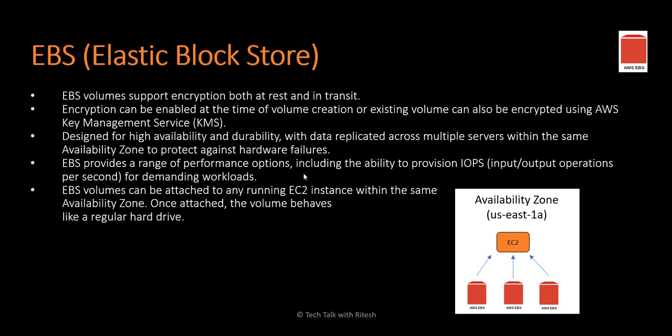EBS provides a range of performance options, including the ability to provision IOPS, input output operations per second, for demanding workloads. We will see it, it's just theory. EBS volumes can be attached to any running EC2 instance within the same availability zone. Once attached, the volume behaves like a regular hard drive.